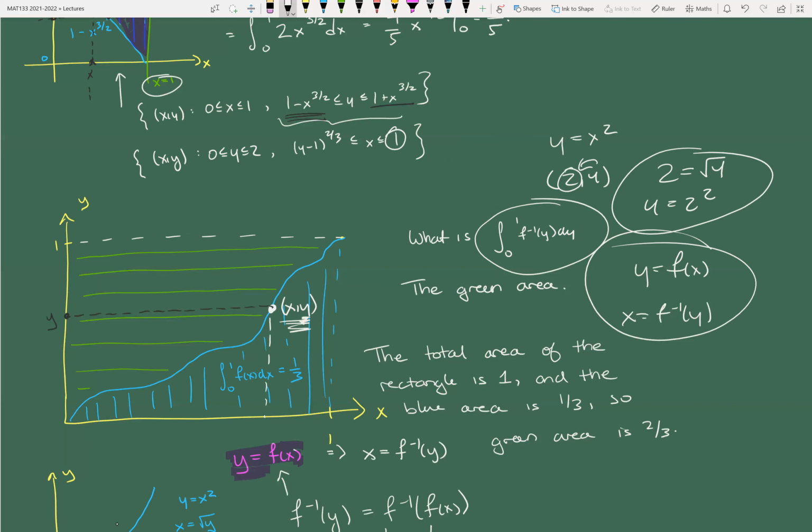Hopefully that made sense. The relationship between x and y is the same, so when I write f inverse of y, I haven't really changed anything. And when I say integrate f inverse, I'm saying turn your head to the side, because that's how you see what the inverse function is. So hopefully that makes a little bit of sense.